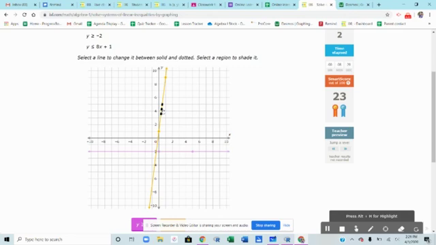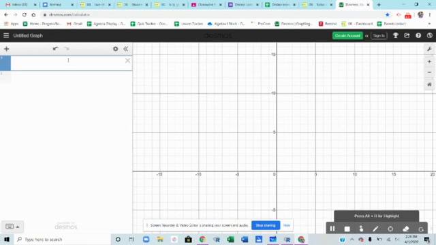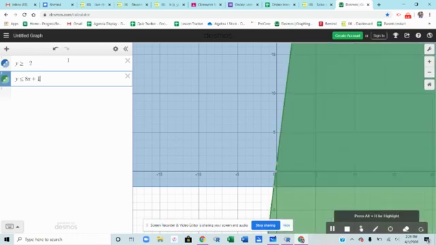We have y is greater than or equal to -2 and y is less than or equal to 8x plus 1. So I'm going to type in y is greater than or equal to -2 and y is less than or equal to 8x plus 1.